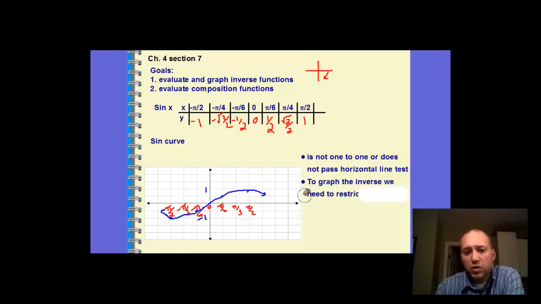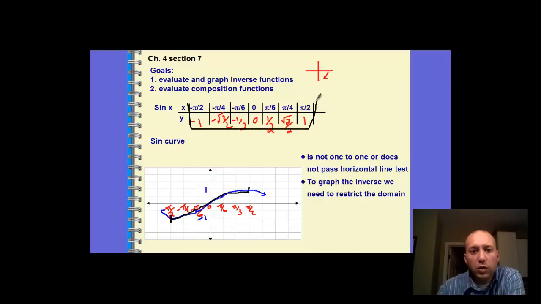To graph the inverse, we need to restrict the domain then, because if we want the inverse to be a function, then we need to restrict the domain so it doesn't repeat. And so if I look from these two points, from negative pi halves to pi halves, if I restricted it to between those two x values, so have that be the domain, then our graph would become one-to-one. And so we actually restrict the domain to these values so then we can have an inverse function.